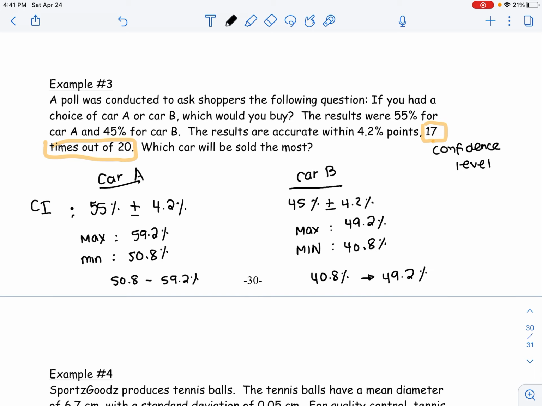By looking at this, it seems like the better investment would be car A, because more people seem to want to buy that one. So car A would be the one most sold, because it has a higher percentage from the min to the max. Its min is higher than both numbers for car B. So its minimum to maximum buyers are way higher than car B in comparison.